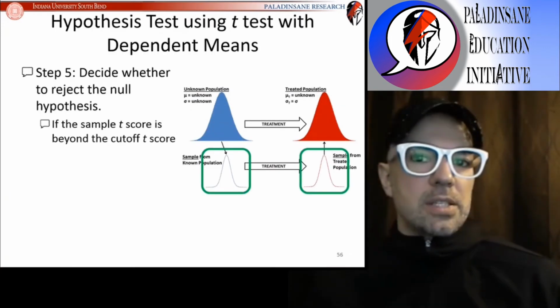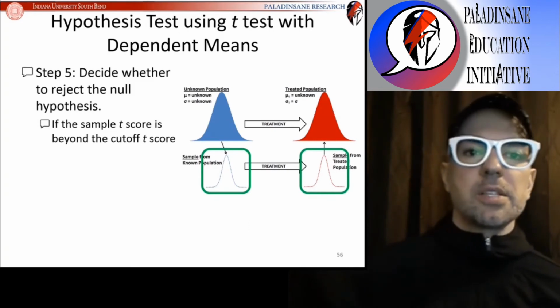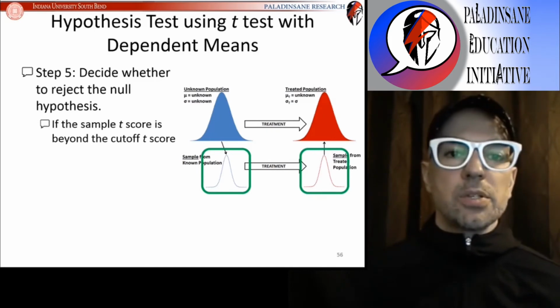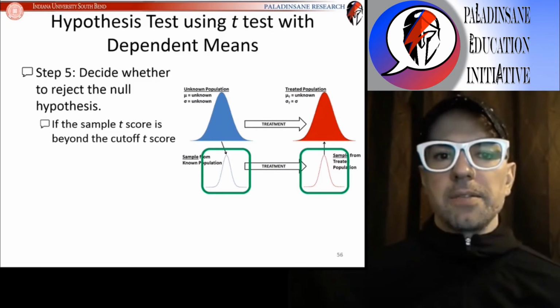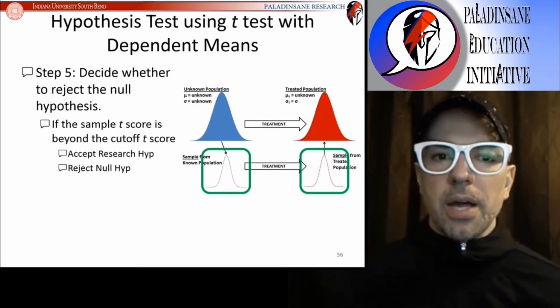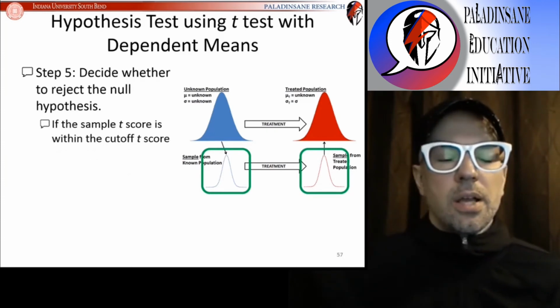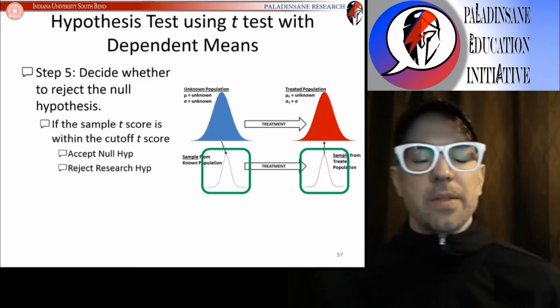Now, previously, step 5 was we decide whether or not to reject the null hypothesis. And previously, we had sample scores and cutoff scores, your sample t-score and your cutoff t-score. And if the sample t-score was beyond the cutoff t-score, we would accept the research hypothesis and we would reject the null hypothesis. And if the sample t-score was within the cutoff t-score, we would accept the null hypothesis and we would reject the research hypothesis.